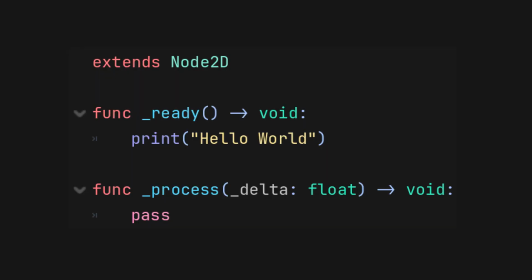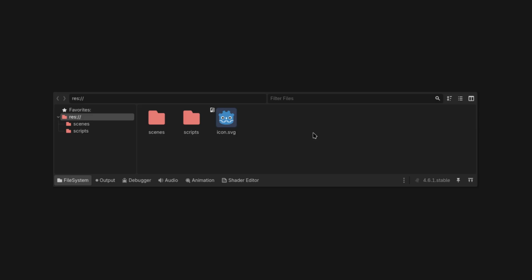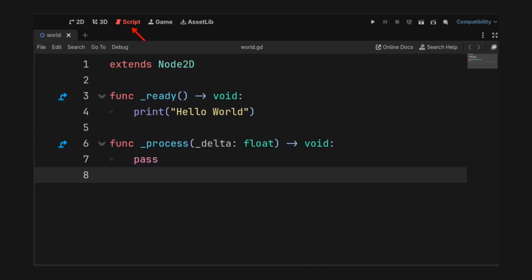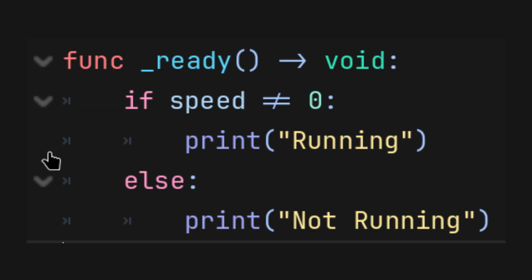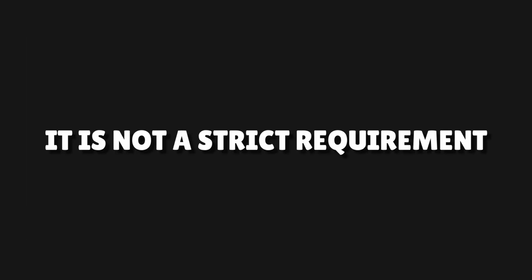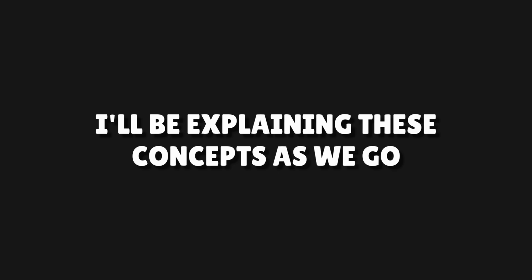This series focuses on code, not the UI, so before starting, you should be comfortable with the scene tree, inspector, file system, and the script tab, while being familiar with concepts like variables, loops, or if-else logic will give you a head start. It is not a strict requirement. I will be explaining these concepts as we go using game dev logic to make them click.